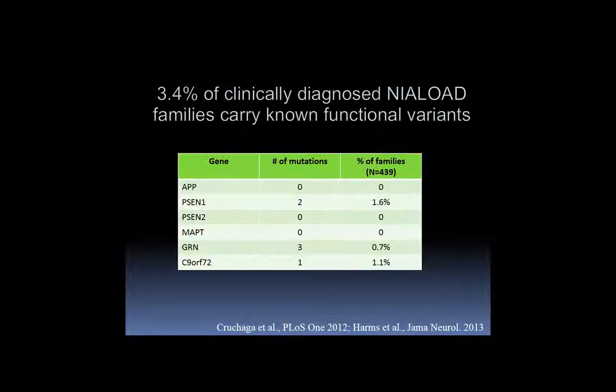So I think if you focus on family history and having a pretty narrow range in age of onset, you're much more likely to come up with a family that carries a mutation than if you just go for early onset with no family history.